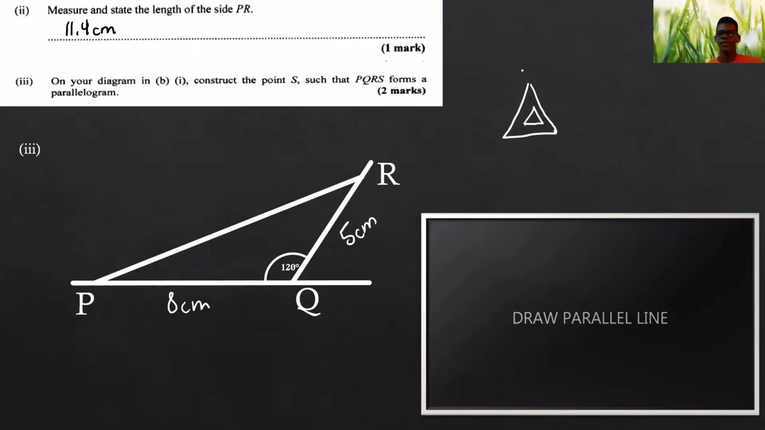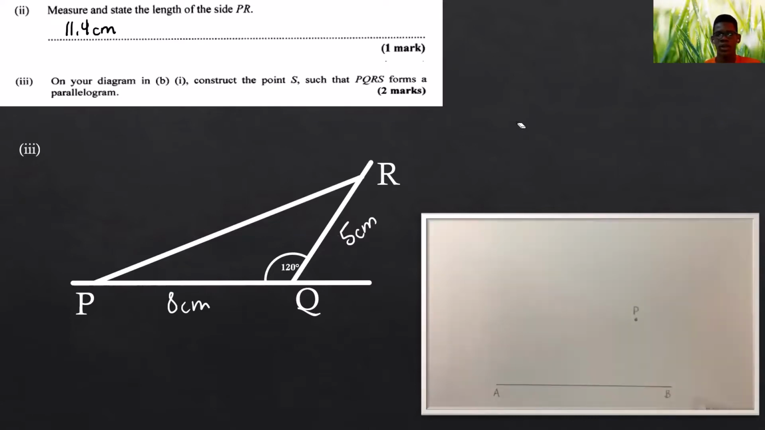You notice this instrument in your geometry set? I think it's called a set square. Yes, sir. This is what you use to draw parallel lines, along with your ruler. The video is just an illustration of how to draw parallel lines using your set square.